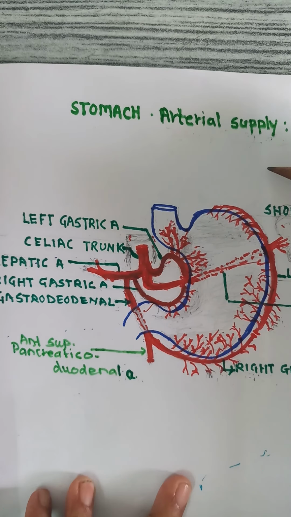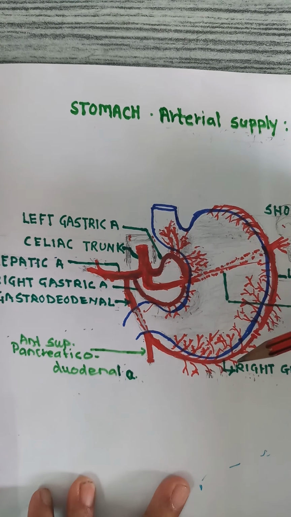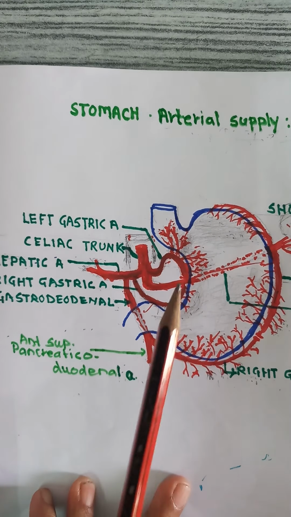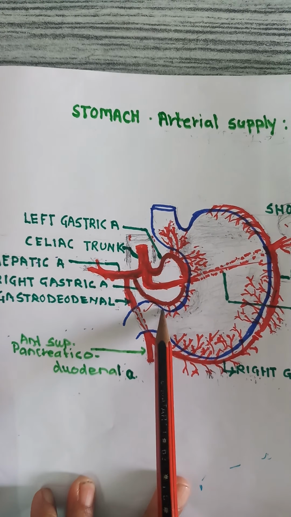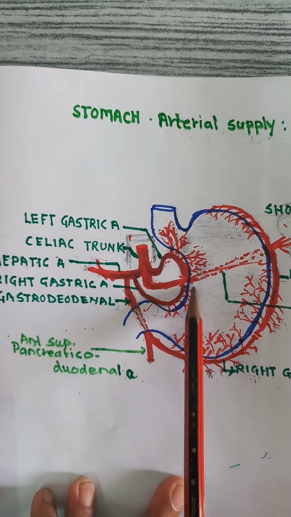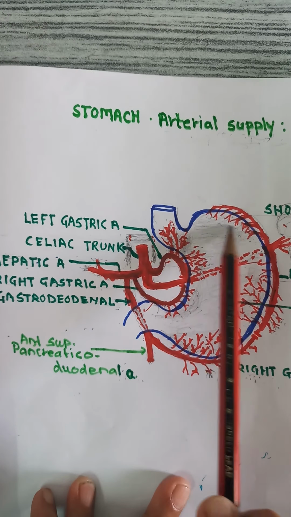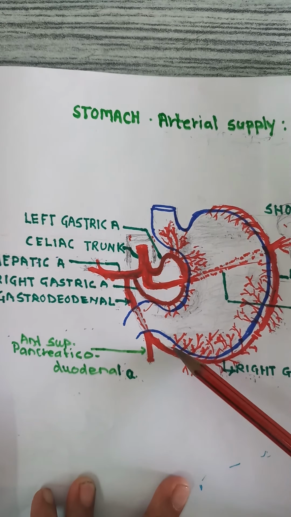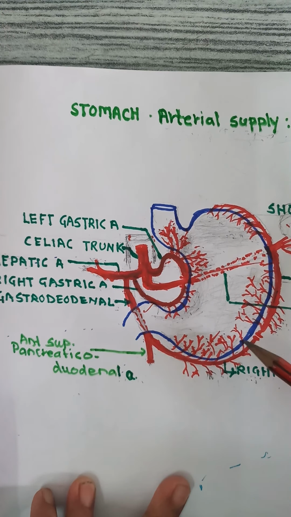Now today we will discuss the blood supply of the stomach. Blood supply includes both arterial supply as well as venous drainage. First we will see the arterial supply. We will discuss the arterial supply under the headings: arterial supply to the lesser curvature and surrounding area, arterial supply to the fundus, and arterial supply to the greater curvature and surrounding area, anterior as well as posterior surfaces.